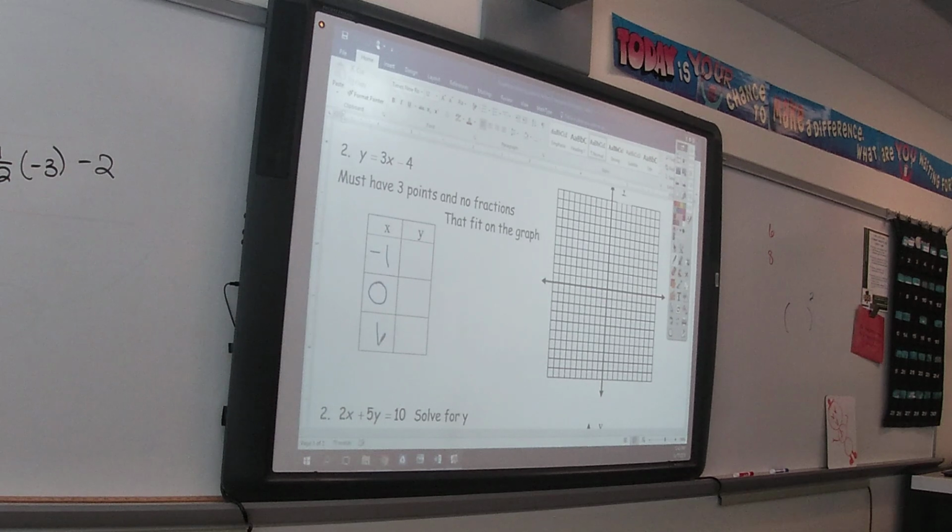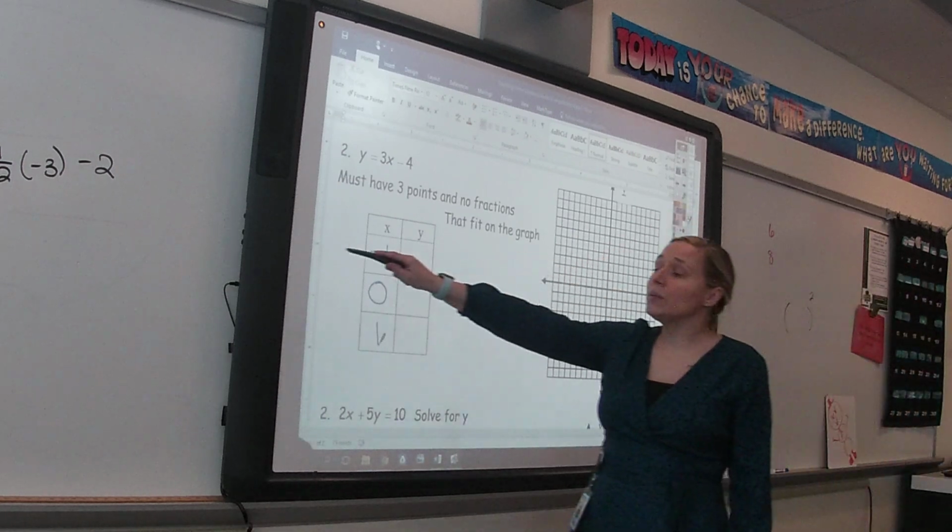Now, I have lots of students like, Mrs. McKinney, I hate -1. I'm not picking it. I'm going to pick 0, 1, and 2. Would you be wrong if you pick 0, 1, and 2? No. As long as it fits on the graph, you could pick 150, 125, 4,578,000. I'm not giving you a graph that big, but you could pick whichever 3 numbers you want.